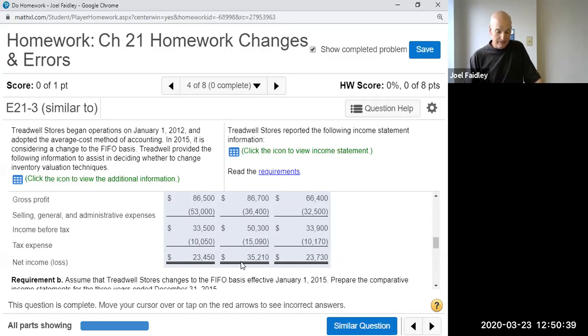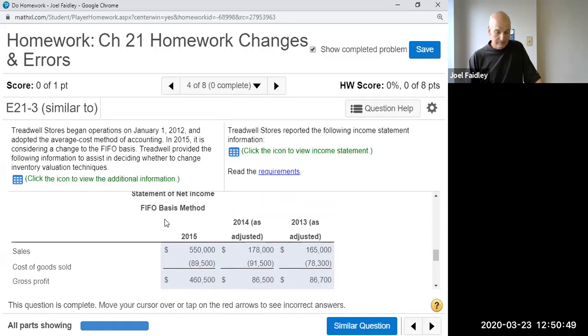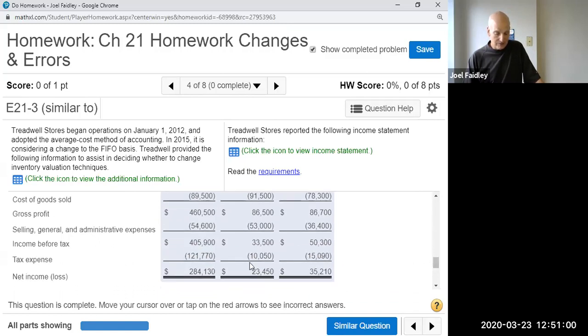Then requirement B is sort of taking what you did in these first two and doing what? You're going to do the FIFO because you're changing to FIFO basis. So now you're just pulling in what you just did up there in that prior example, although in a different order, the same information there, to show what your restated statements would look like.